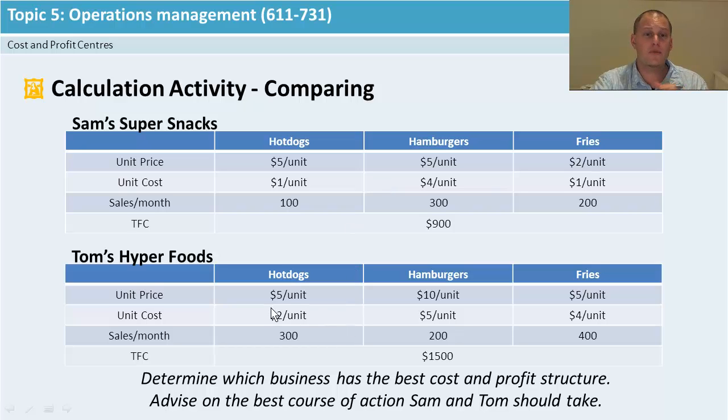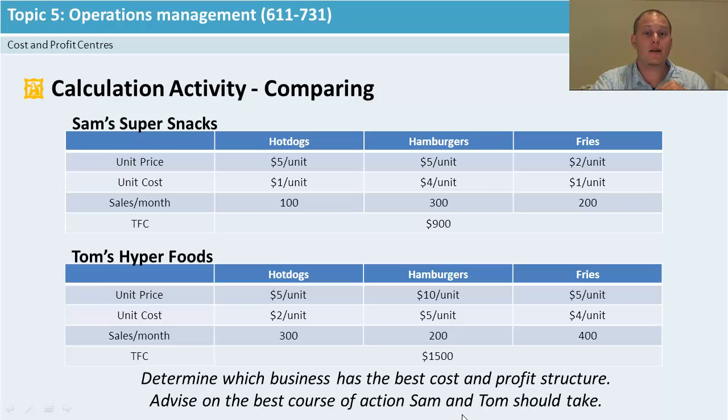Look at Tom's Hyperfood. 5 minus the 2 gets me the 3. 3 by the 300 gets me my 900. So if I'm going to do my 1500 divided by my 3, I'm going to get 500. So 900 minus the 500 gets me 400. I'm going to have here 1000. 1000 minus the 500 gives me 500. So these two are pretty good. Maybe maintain them, maybe develop them. Down here I've got the 5 minus the 1 is getting the 400. 400 minus 500 is making negative 100. So the fry section again for both businesses is not good.